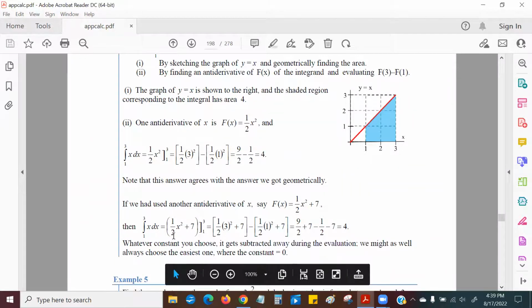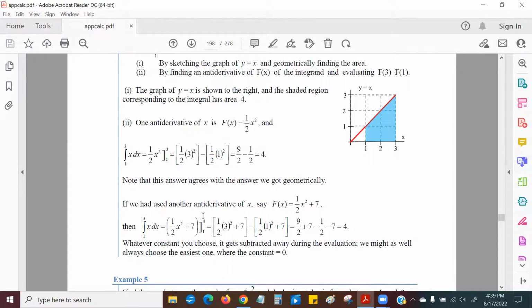so I'm going to get 1/2 x squared plus 7, evaluated between 3 and 1. So I get 1/2 3 squared plus 7 minus 1/2 1 squared plus 7. And what happens is that the 7s just cancel out. That's why when we do these definite integrals, we don't bother with the constant, because the constant is just going to cancel out. And we get 9 halves minus 1/2, which is 4. That's the same answer. That's just a nice point that the text is making.